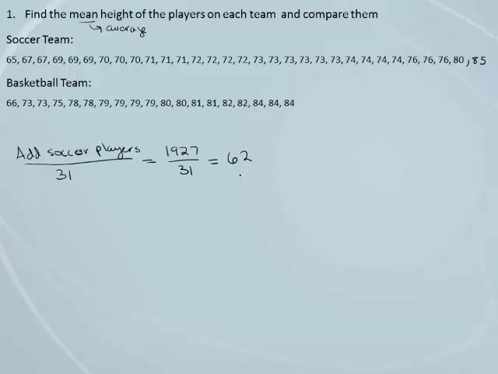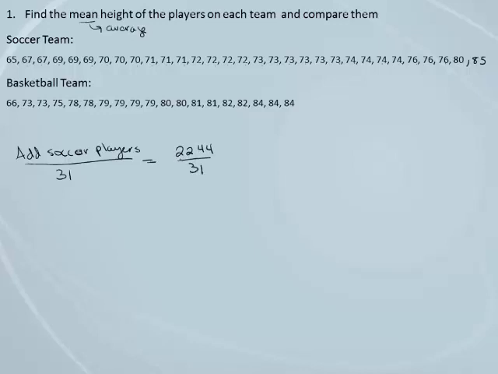No, that's wrong. Okay, hold on. I need to redo that. I must have made a mistake somewhere. And this is actually good because when I divided by 31, I got 62. 62 is lower than my lowest number. So the average cannot be lower than my lowest number. So that's how I knew I made a mistake. So I'm going to recalculate. Okay, when I recalculated it, I got 2244.